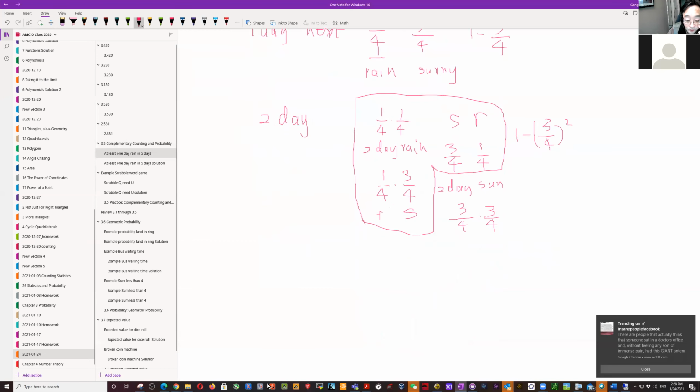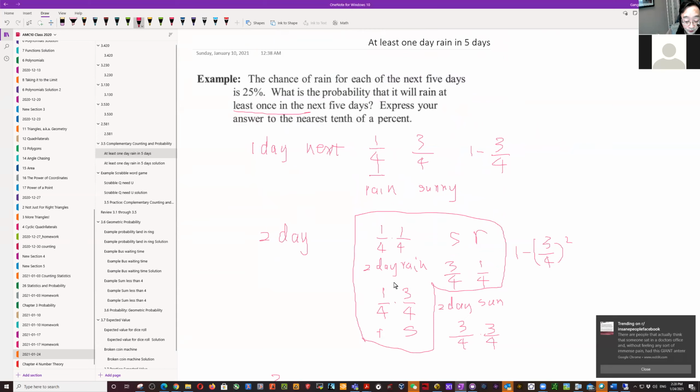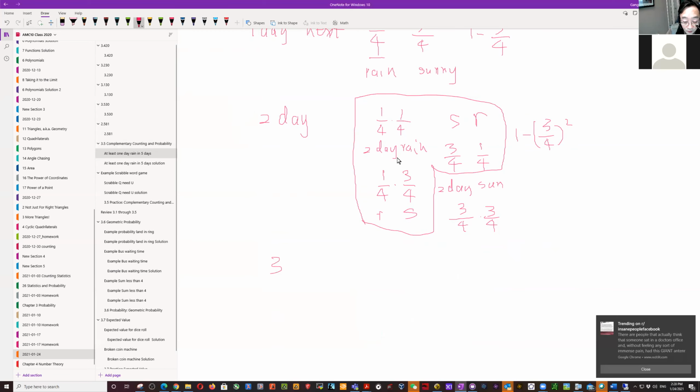And when you get into 3 days, you can have so many possibilities. You can have 3-day rain, 2-day rain, and 1-day rain. If you count positively from the ground up, it already becomes a nightmare, and you cannot imagine going all the way to 5 days. It's going to be really bad. But for 3 days, if you just count no-rain days, it's very easy. It's just 3/4 and 3/4 and 3/4. That's the 3-day sunny probability. You just do 1 minus that.